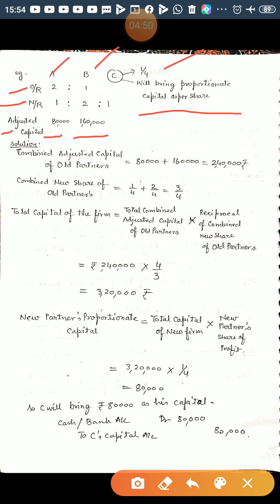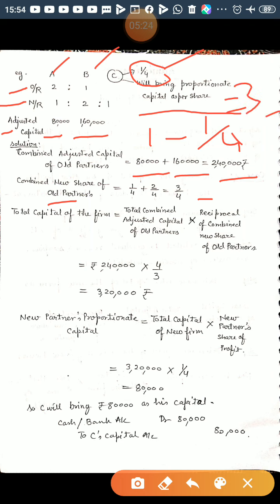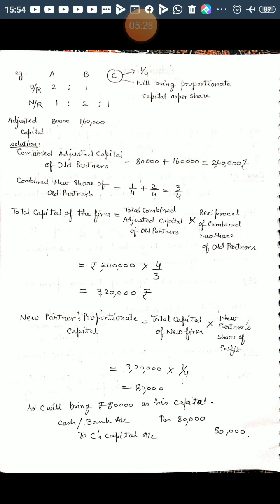First of all, we will calculate the combined adjusted capital of the old partners, that is 80,000 plus 1,60,000, it is 2,40,000. Then the combined new share of the old partners. A is having 1 by 4 share and B is having 2 by 4, that becomes 3 by 4. Or you can get it directly: C is coming for 1/4 share, so the remaining share is 1 minus 1 by 4, that is the old partners' combined new share, 3 by 4. Any way you can calculate the combined new share of the old partners.